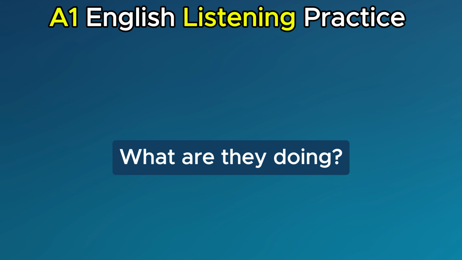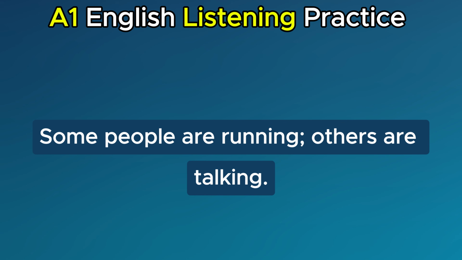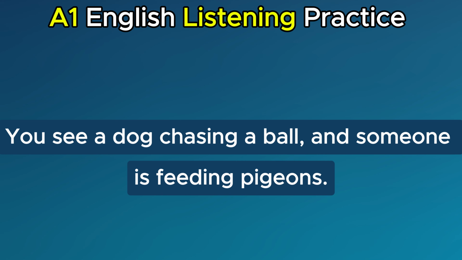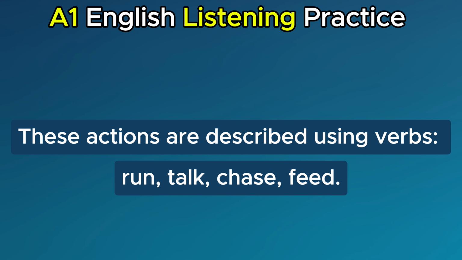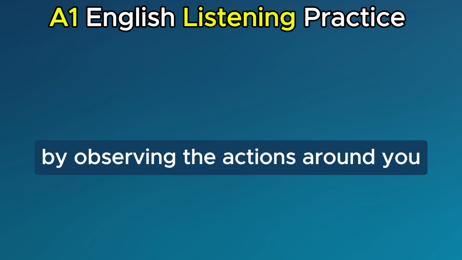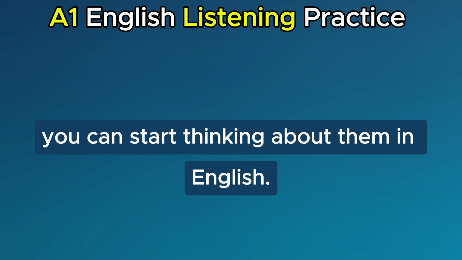What are they doing? Some people are running, others are talking. You see a dog chasing a ball, and someone is feeding pigeons. These actions are described using verbs: run, talk, chase, feed. By observing the actions around you, you can start thinking about them in English.